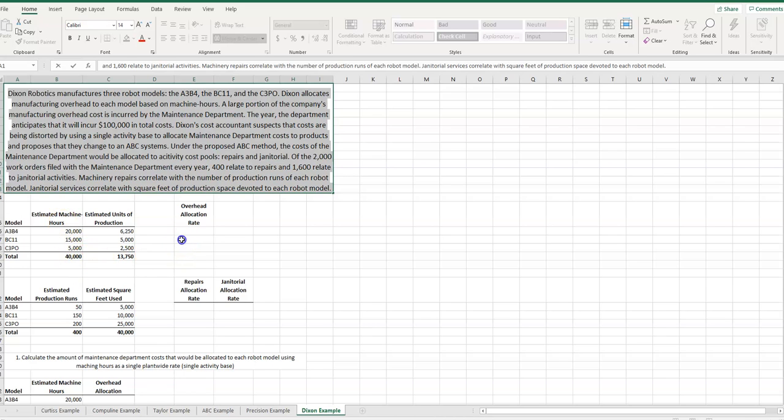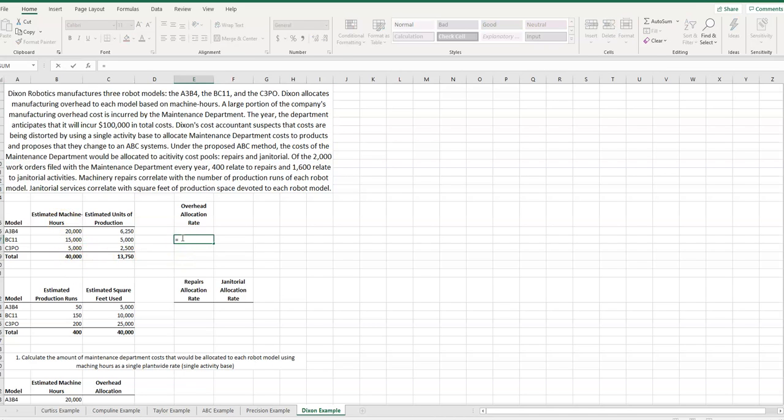We have $100,000 in costs divided by our 40,000 machine hours. Gives us an overhead rate of $2.50 per machine hour. That's our single rate. Then it tells us that the company's cost accountant suspects that costs are being distorted, and we should switch to an activity-based system.